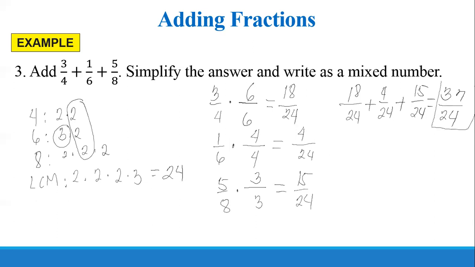So yung instruction, write as a mixed number. Okay, so 37 over 24 is equal now to 1 and 13 over 24. Okay, so divide mo lang siya. 37 divided by 24 is 1. Okay, 1 times 24 is 24. 37 minus 24 is 13. Okay, so this is our final answer.